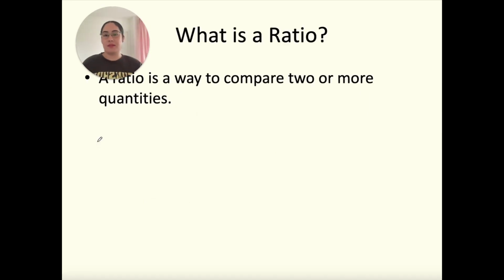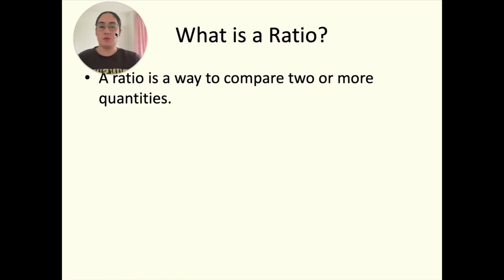First of all, what is a ratio? A ratio is a way to compare two or more quantities. A typical example would be if you're cooking, or a recipe basically. Let's say we're making a cocktail. We could say for every 2 cups of orange juice, we need 3 cups of apple juice. I'd like to know what kind of cocktail we're making, but that's what a ratio is.